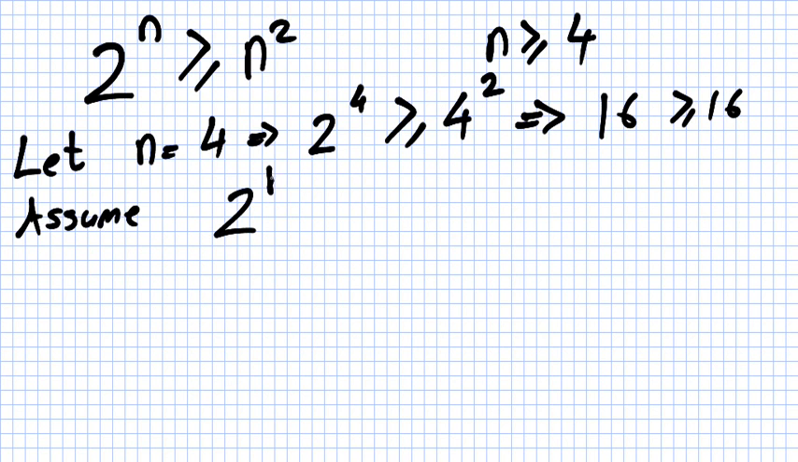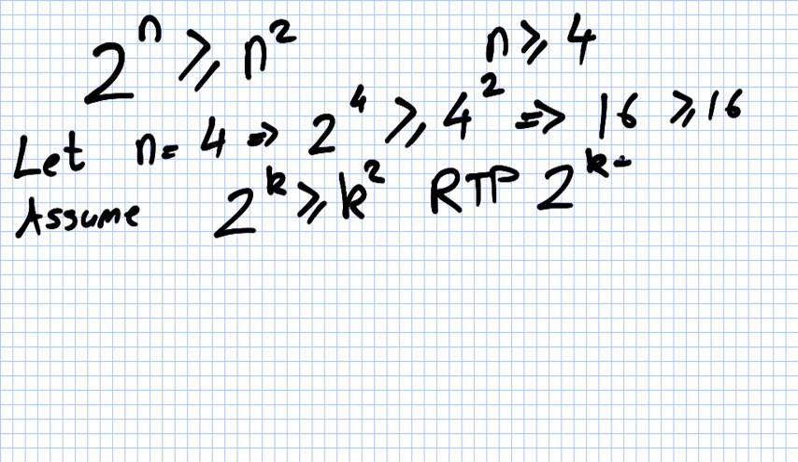So that is 2 power k is bigger than or equal to k squared. And we're required to prove now that it's true for case k plus 1. So this is what we're trying to prove. So the approach I take here is, first let's start with what we're assuming to be true and try to introduce a k plus 1 into it.